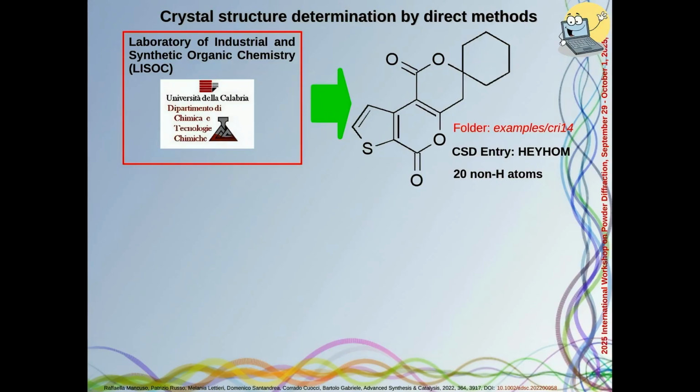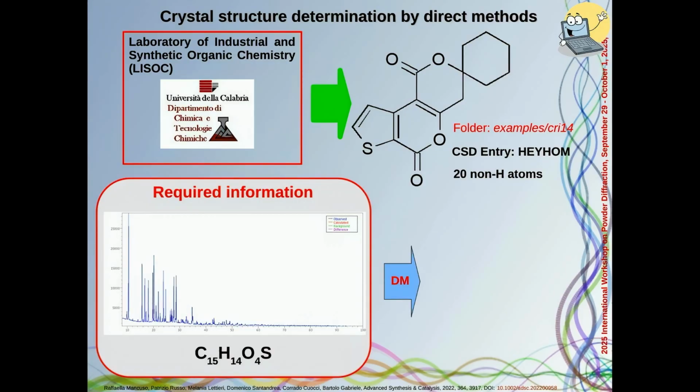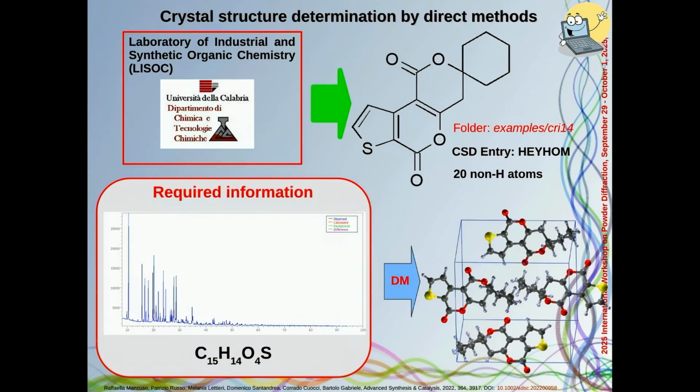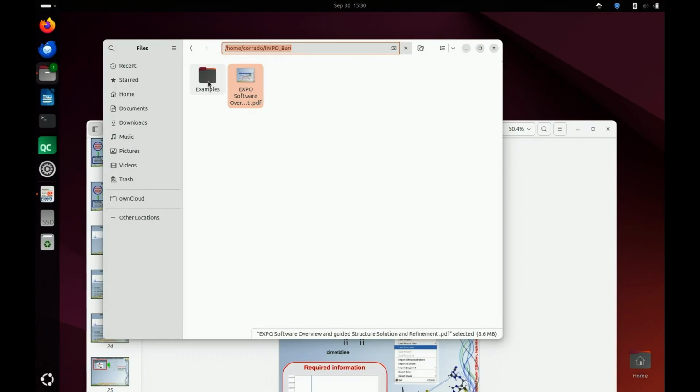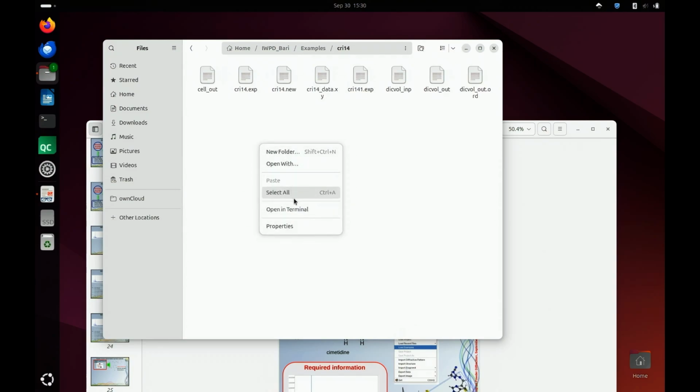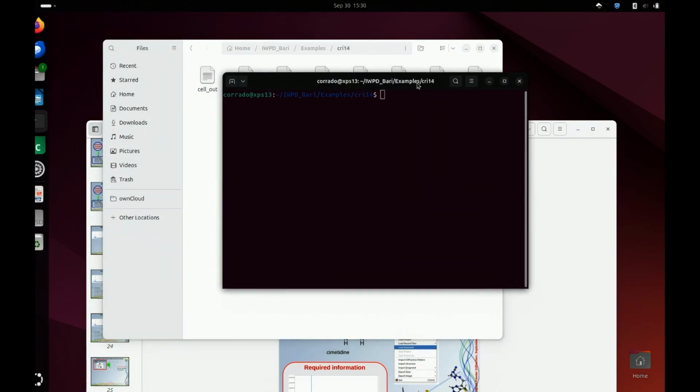Okay, the first example that I will show is the structural determination of this simple organic molecule. All the required information are the experimental diffraction data and the molecular formula of this compound. This is the result. You can find the required files in the folder examples, and in this folder you run the terminal.